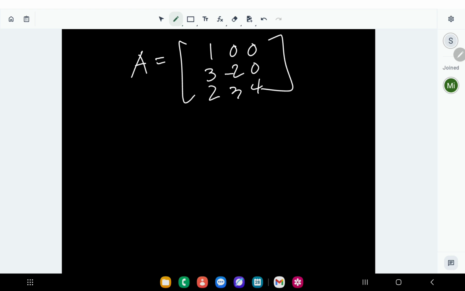All right, let's move on to linear transformations, vector space.